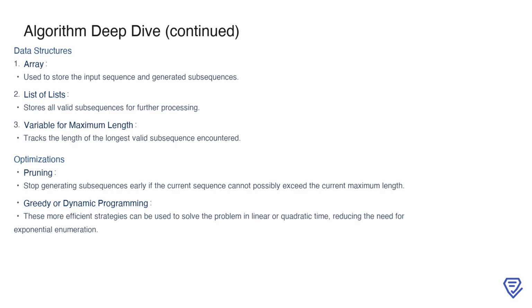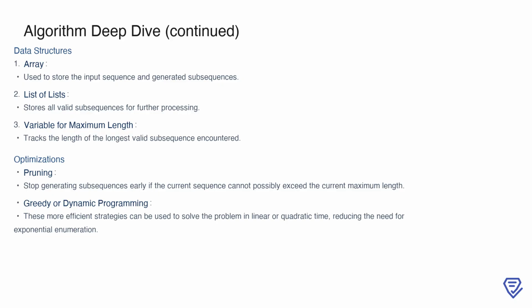First, we use arrays to store the input sequence and any generated subsequences. Additionally, a list of lists is used to maintain all valid subsequences that meet the wiggle property. Finally, a single variable is used to track the length of the longest valid subsequence encountered so far.